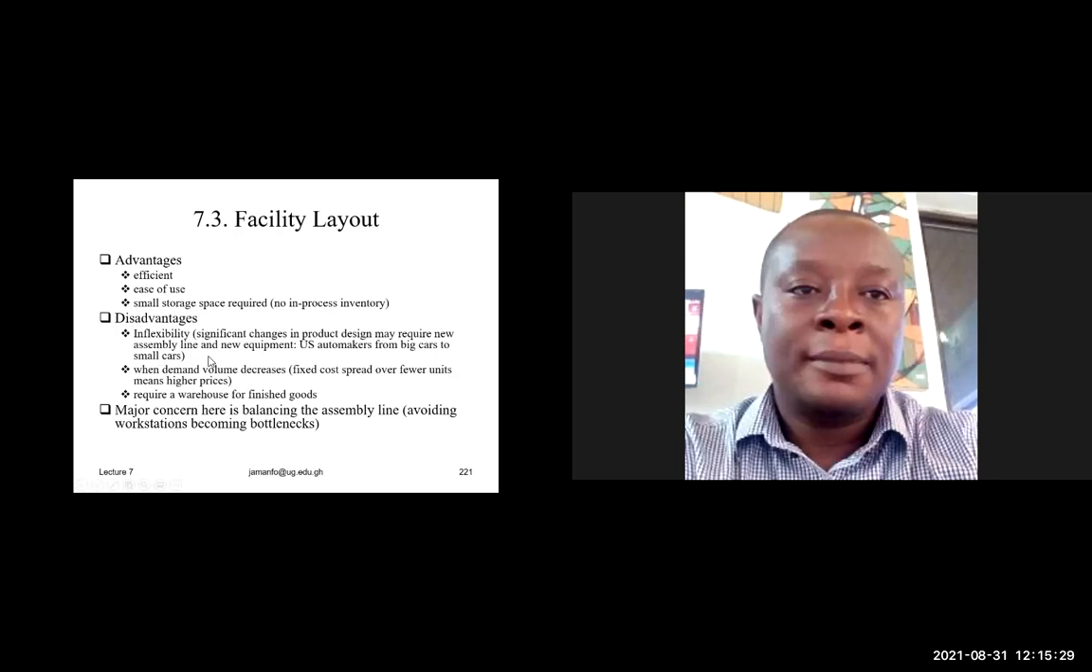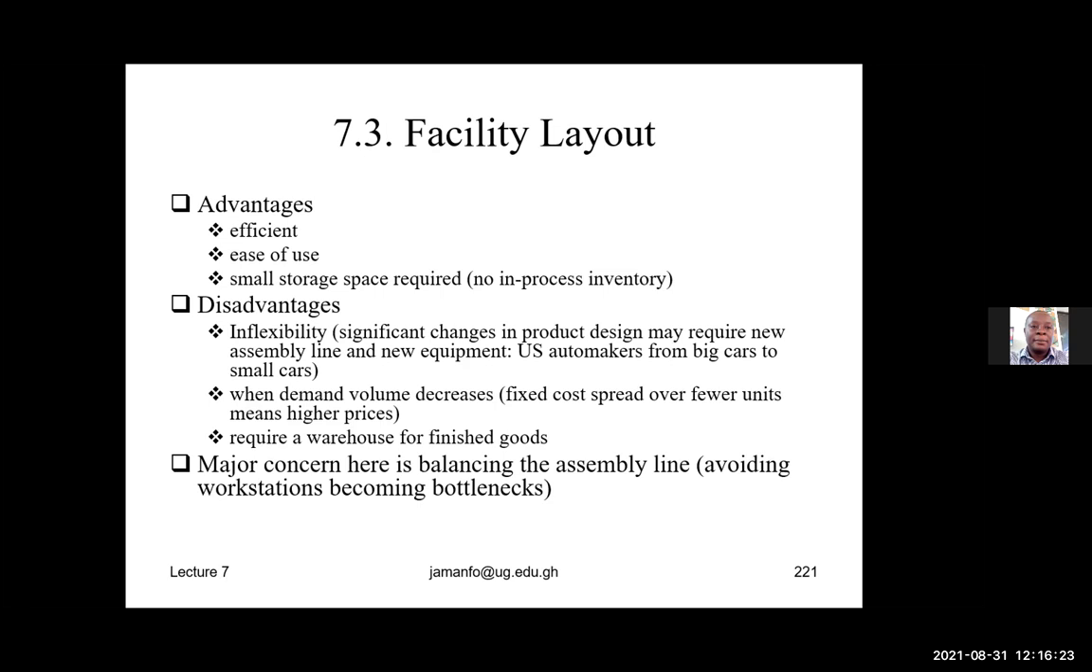Okay. So when there is a significant change in the product design, the whole production line may also have to be changed. This happened some time ago within the US auto industry. This is why we always say that when you are building a facility, incorporate some element of flexibility. The auto manufacturers had designed their production layout to accommodate a particular type of car. Then demand moved from saloon cars to SUVs, and the manufacturers with designs specifically put up for saloon cars were handicapped.